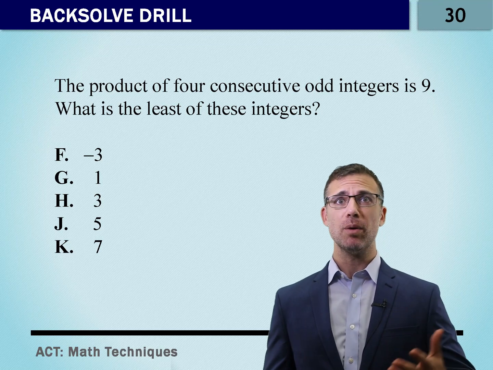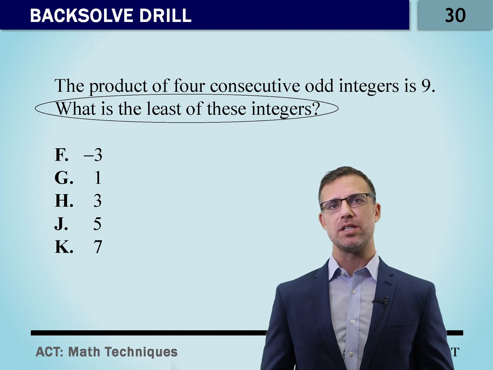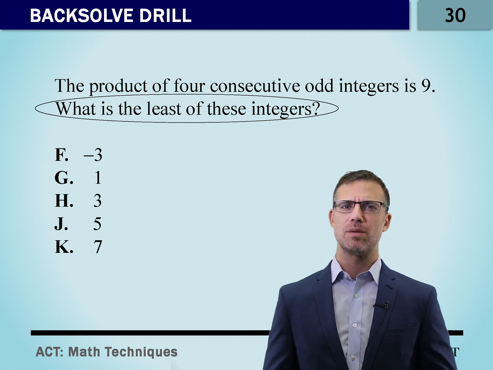Number 30. The product of 4 consecutive odd integers is 9. What is the least of these integers? Now I'm sure a lot of you are thinking, I know, I did this in math class with some algebra.